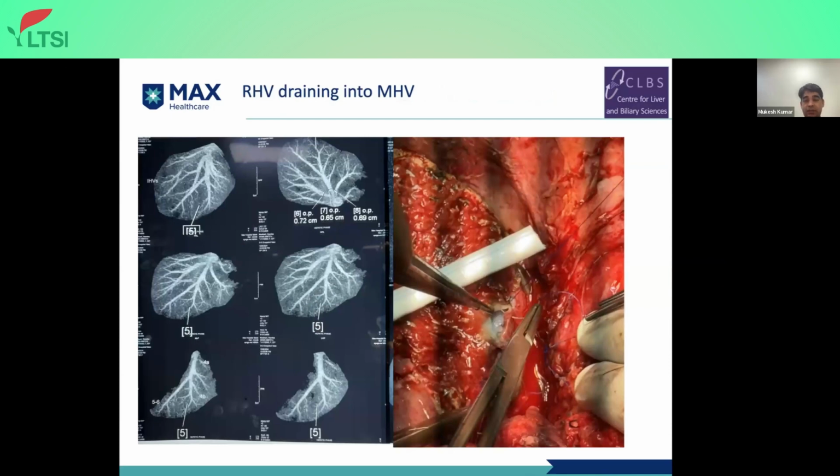Next. So here we had an emergency situation where the donor was worked up and RHV was draining into the middle hepatic vein, which was quite challenging. So there we did donor hepatectomy, and the IHV and right hepatic vein were directly anastomosed to the cava. And for middle vein reconstruction, we used PTFE in this case. Routinely we don't use it because it tends to have erosion into the stomach or blockage risk.